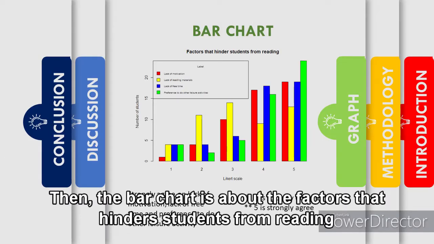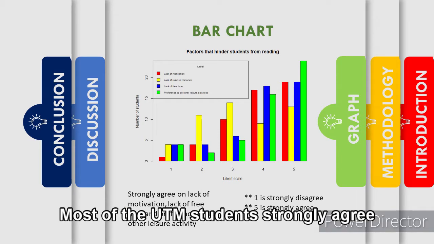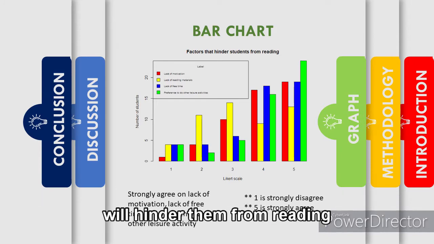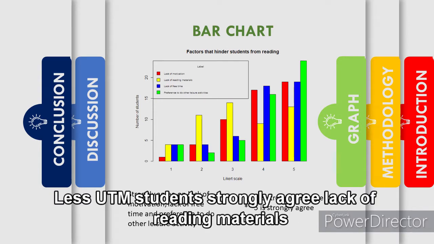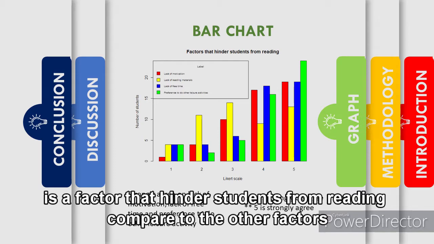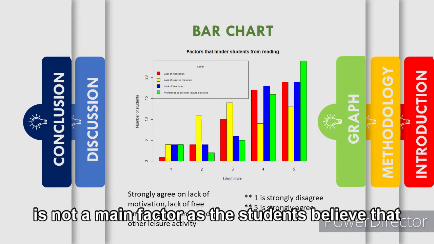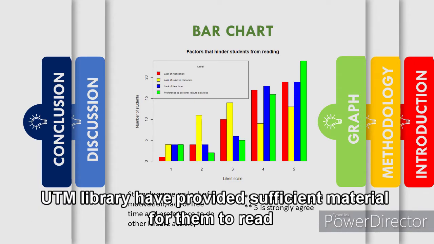Then, the bar chart is about the factors that hinder students from reading. Most of the UTM students strongly agree lack of motivation, lack of free time, and preference to do other leisure activity will hinder them from reading. Fewer UTM students strongly agree lack of reading materials is a factor that hinders students from reading compared to the other factors. Therefore, we found that lack of reading material is not a main factor, as the students believe that UTM library has provided sufficient material for them to read.